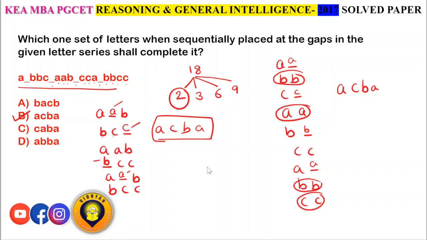Sometimes you won't get it with groups of two or three, and then you have to choose bigger numbers. Here you got the answer in both possible ways, and even with six you will get it. Okay, next one.